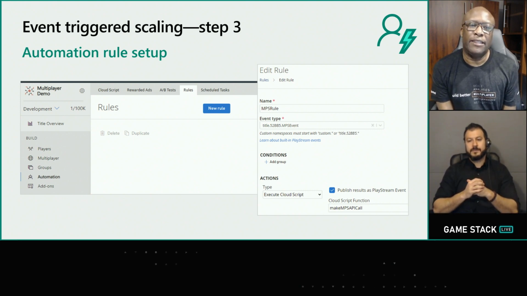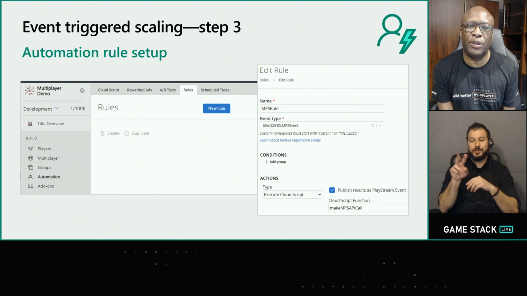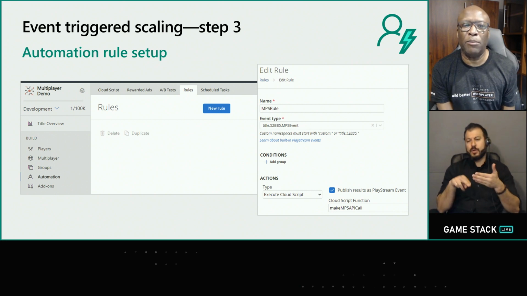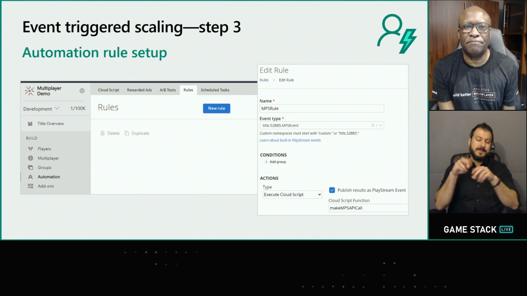Finally, specify the cloud script function name declared in step 2, where you author the cloud script. It's a good idea to enable the checkbox Publish Result as PlayStream Event to help monitor the event processing in the PlayStream monitor, as well as assist with diagnostics in the case there are any issues.